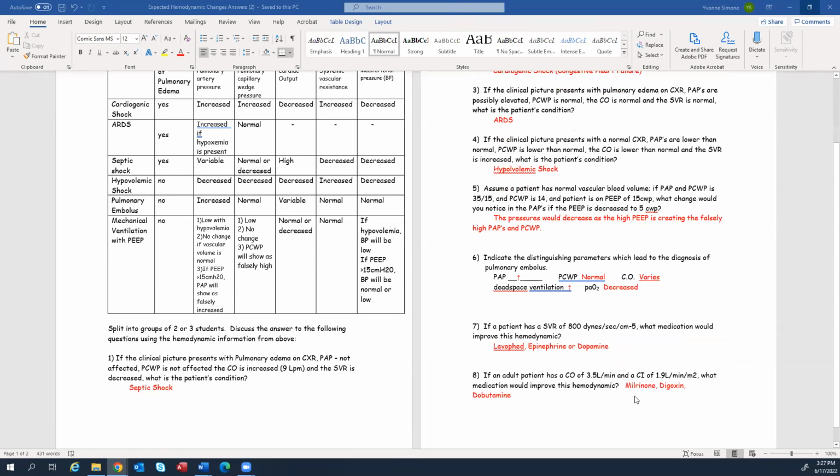Number 7, if a patient has a systemic vascular resistance of 800 dynes per second per centimeter to the -5, what medication would improve this hemodynamic? So we've got low SVR.